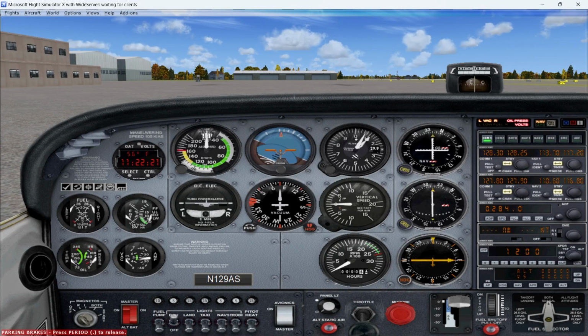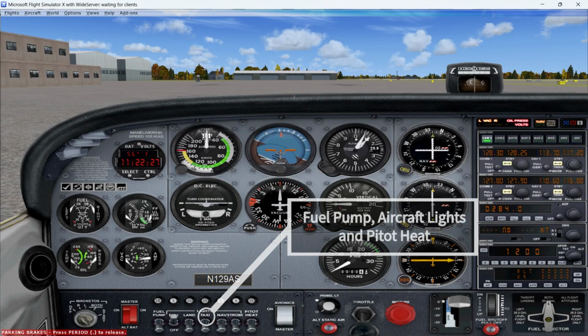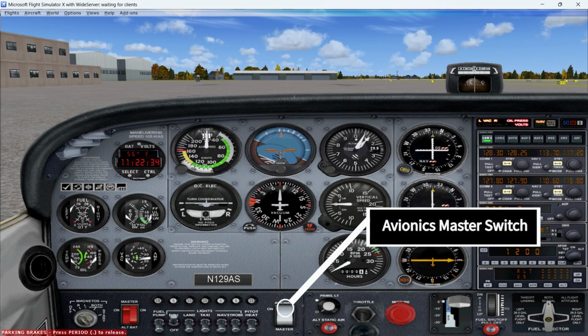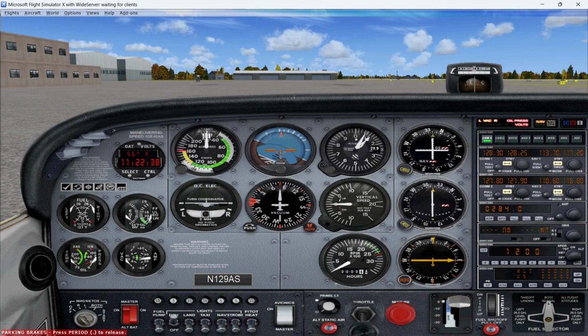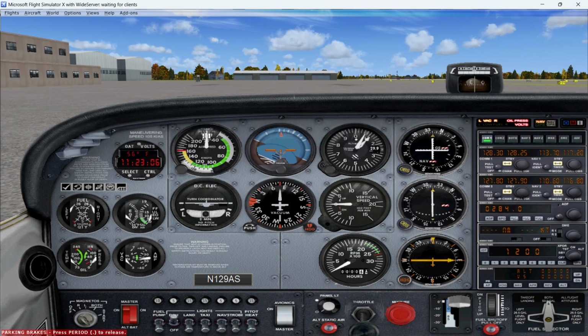Next to the engine start switch, we have the master, battery, and alternator switches. To its right, we have the fuel pump, outside lights, and the pitot heat. Next to it is the avionics master switch, which provides power to all of the instruments and gauges in the cockpit. The panel light switch turns on and adjusts the panel lighting.